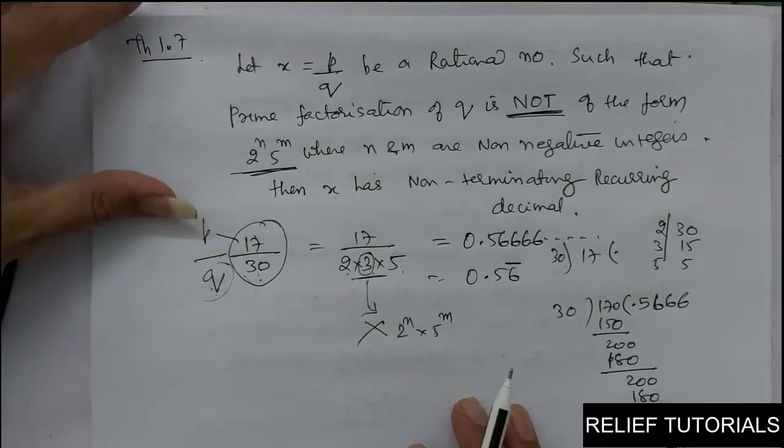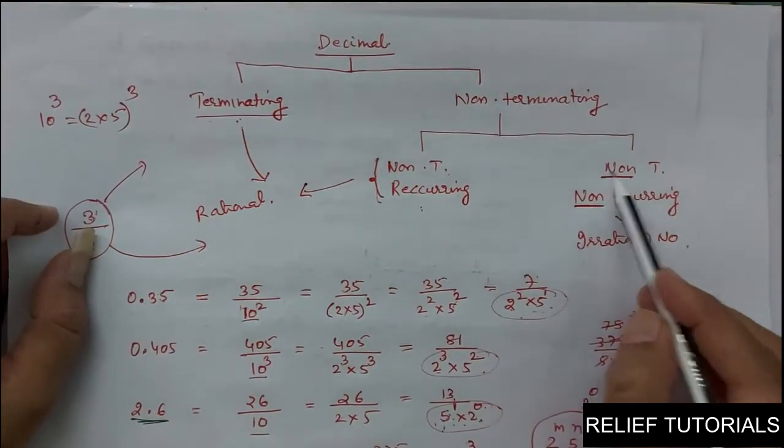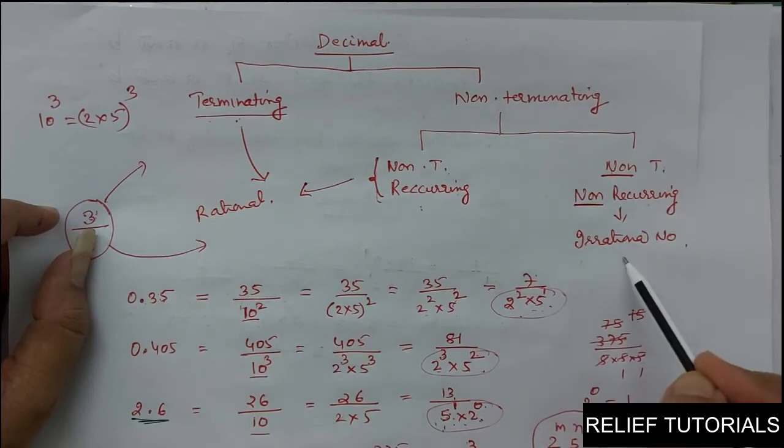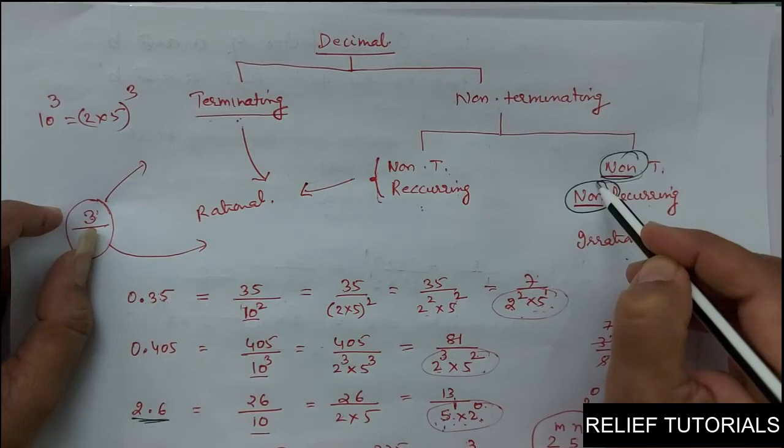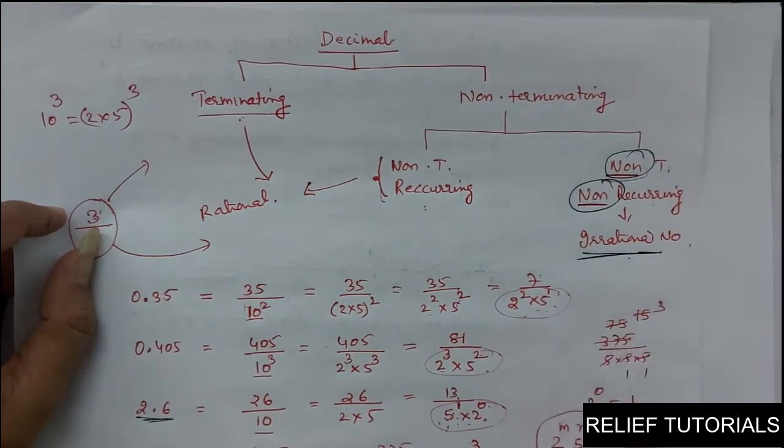And you know that the decimal expansion of an irrational number is non-terminating, non-recurring. Clear? We have seen, see here. If a decimal is non-terminating, non-recurring, then it is an irrational number. Clear? So with this we have completed our theorems.